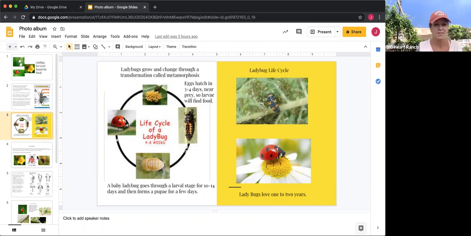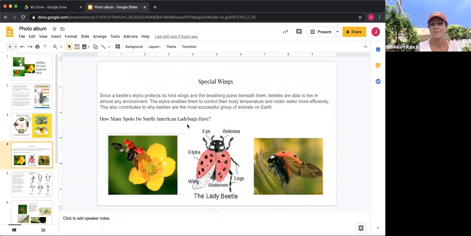All right, let's go on to the next slide. Ladybugs have really special wings. Since a beetle has this elytra, which protects its hind wings, it also has these interesting breathing pores beneath them. Beetles are able to live in almost any environment because of this factor. The elytra enables them to control their body temperature and also retain more water. This is why beetles all around the world make up 2/3 of all insects, because they can easily adapt to the environment they're in. It's a fascinating accommodation that they have.